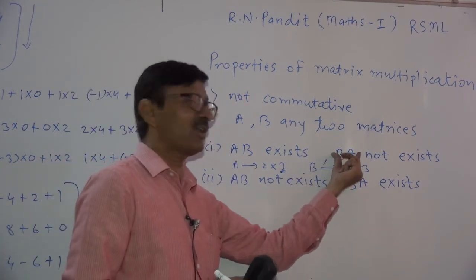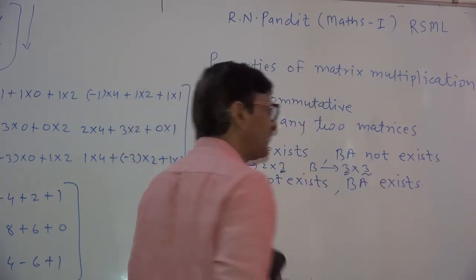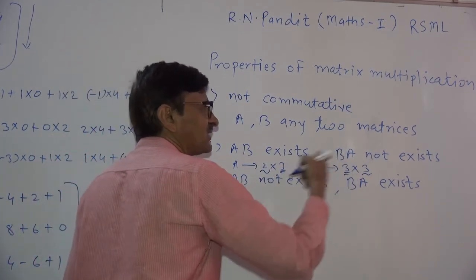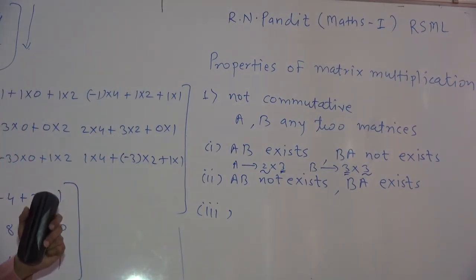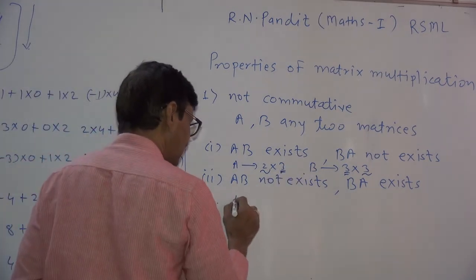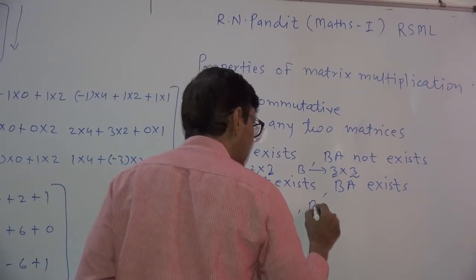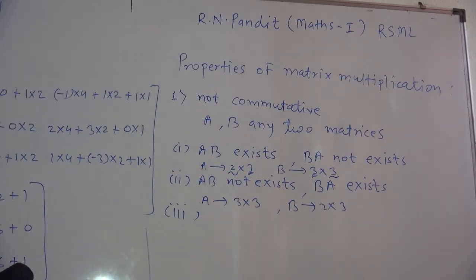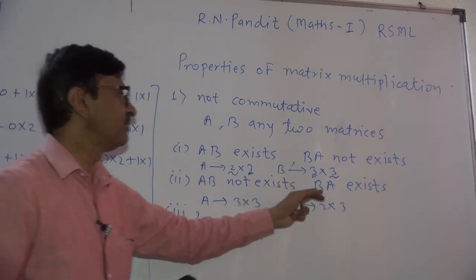Check about product BA. What are the columns in B? Columns in B are 3 and rows in A are 2. Now here the condition is not satisfied, hence we say that product BA is not existing. Suppose we consider matrix A is having order 3 by 3 and matrix B is having order 2 by 3. Here second situation, AB not existing, BA existing.